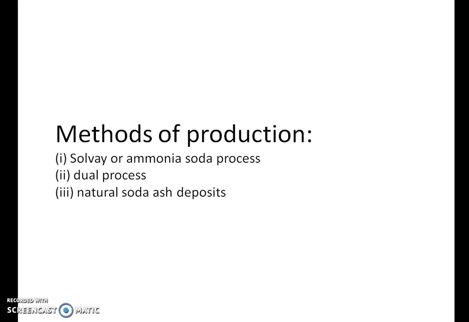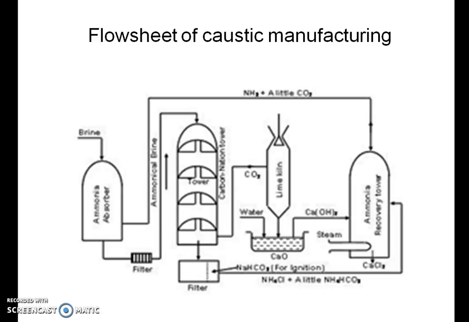So there are different methods of production of soda ash. One is the ammonia Solvay or ammonia process. Before that is the Leblanc process. And the improvement of Solvay is the dual Solvay process, called the dual process. Or otherwise you can directly use what is available in nature.